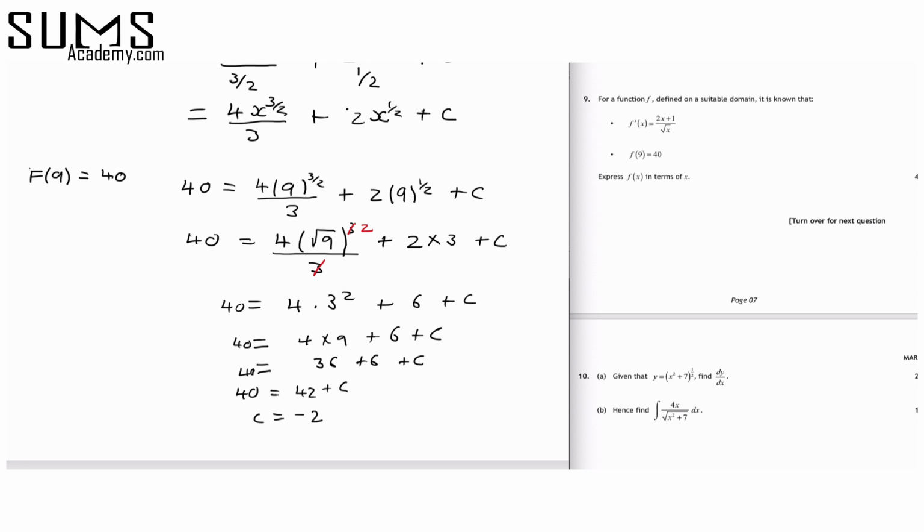Okay, and I'm just going to squeeze it in here at the bottom. So that means that, therefore, f of x is equal to 4x to the 3 over 2 all over 3, plus 2 to the power 2x even. You could put it nicer, you could put 2 root x, minus 2. That's your final answer there. Sorry, I had to squeeze it in there at the bottom.